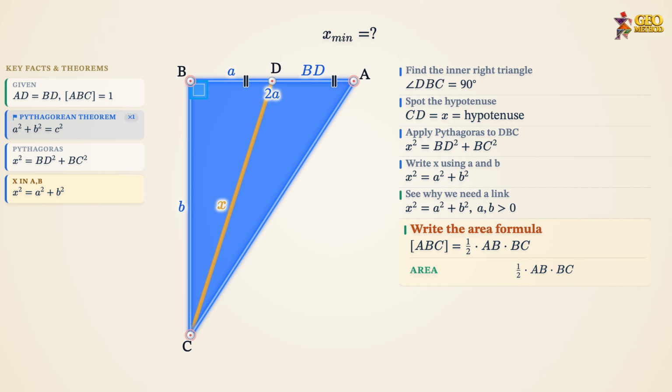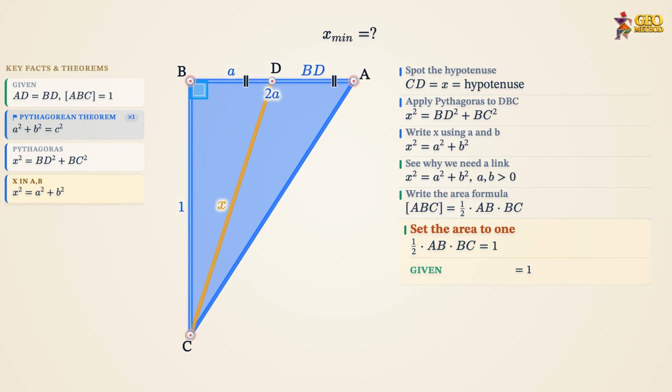Bring back the big blue triangle, ABC. Because its right angle is at B, the two legs, segment AB and segment BC, serve as base and height, so its area is 1/2 times segment AB times segment BC. The problem tells us this area equals 1, so 1/2 times segment AB times segment BC equals 1. This single equation is the link between a and b that we were looking for.